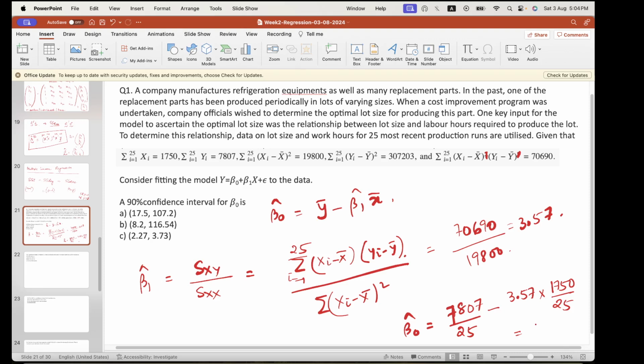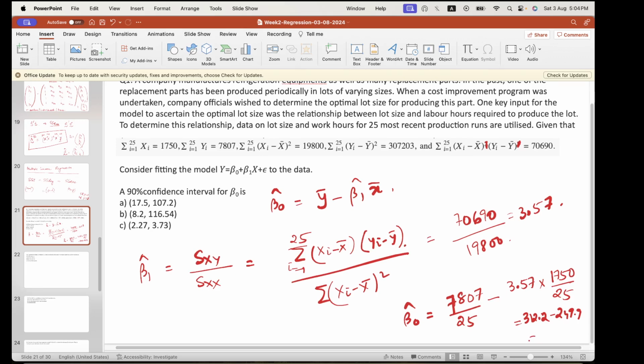So how much does beta naught come to? 7805 divided by 25 is 312.2, minus 3.57 into 1750 divided by 25. This is 249.9. So it would be 312.2 minus 249.9, which is something around 62.9. Okay, so now we have an estimate of beta naught hat.